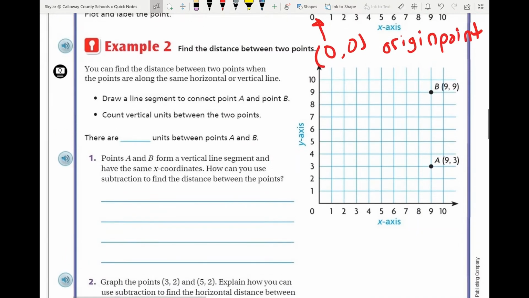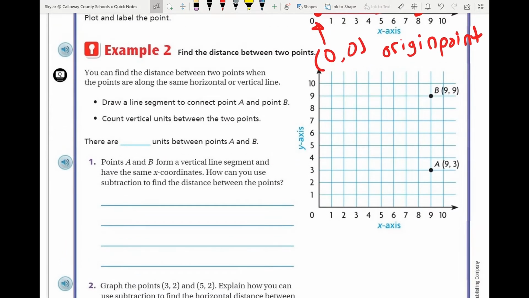Alright, hopefully we're starting to get the hang of this. I will speed up the pace just a tad bit. You can find the distance between 2 points when the points are along the same horizontal or vertical line, and that makes sense. It's just like a map. You can see how close or how far apart, aka the distance, 2 points are just by looking at it.